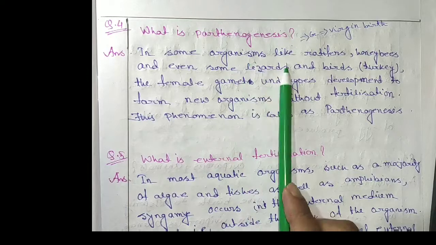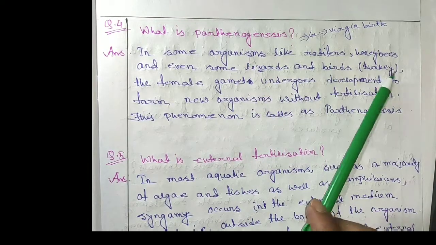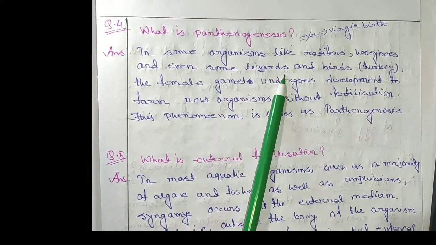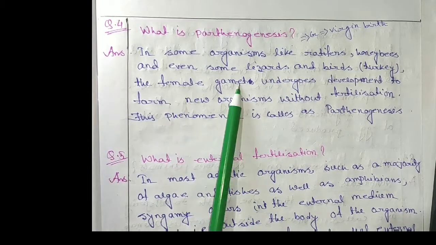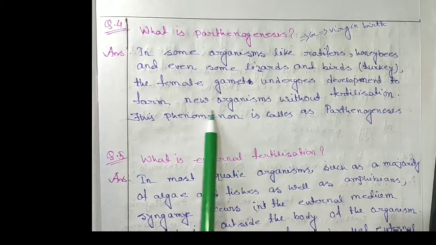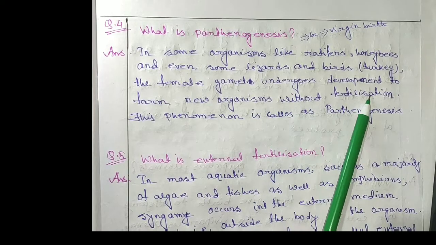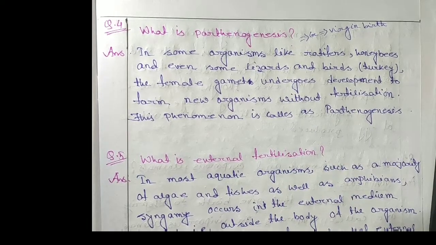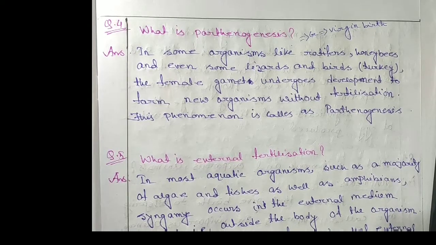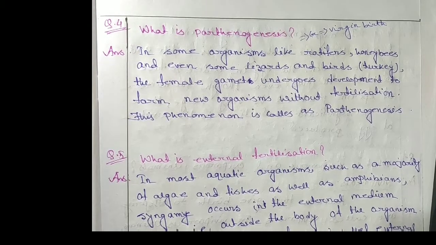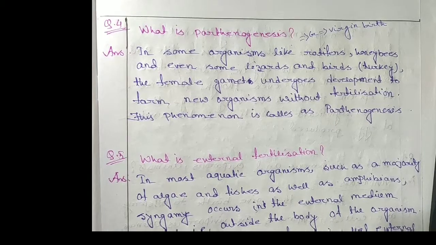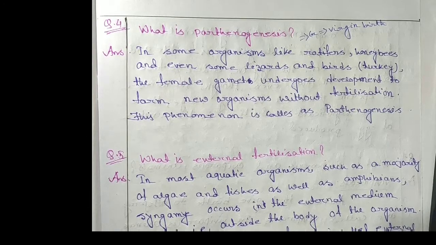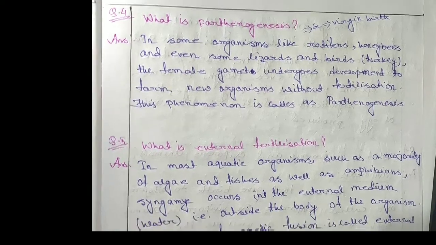In some organisms like rotifers, honeybees and even some lizards and birds, the female gamete undergoes development to form new organisms without fertilization. This phenomenon is called parthenogenesis. So in parthenogenesis, there is no fertilization and no fusion of male and female gametes. Without fertilization, the organisms reproduce, and this phenomenon is known as parthenogenesis.